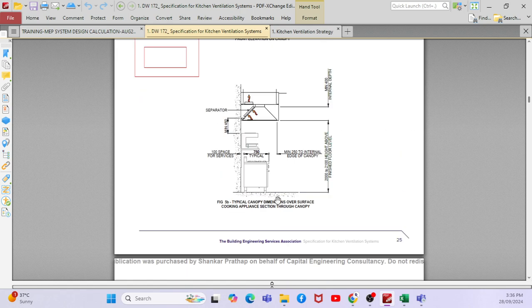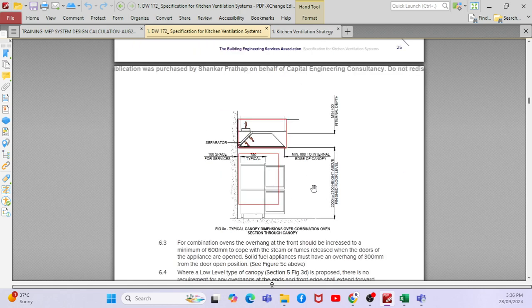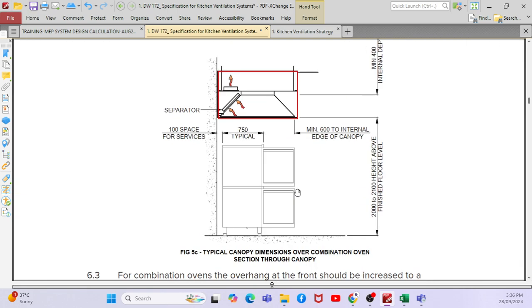If you talk about other types of kitchens, where you can see the Arabic type of cooking appliances, you have to maintain a minimum of 600 from the edge of the appliances to the canopy. In this picture, the rear space you're giving 100 for the services.